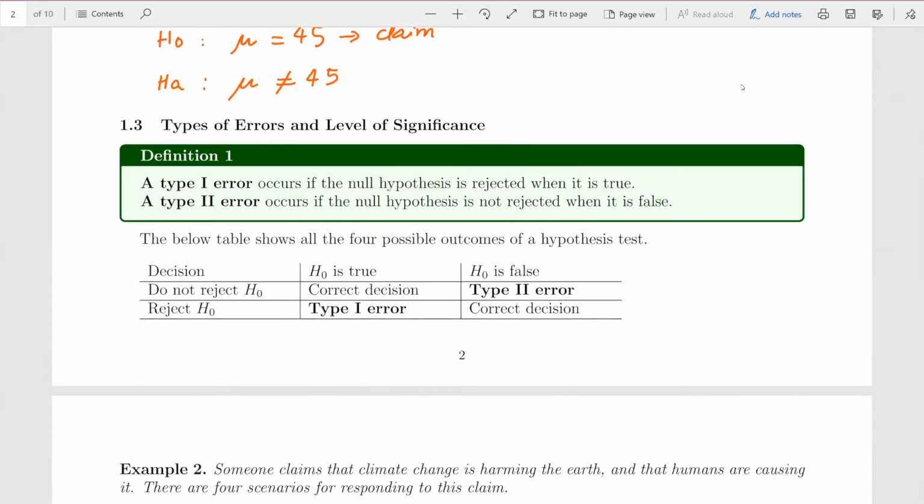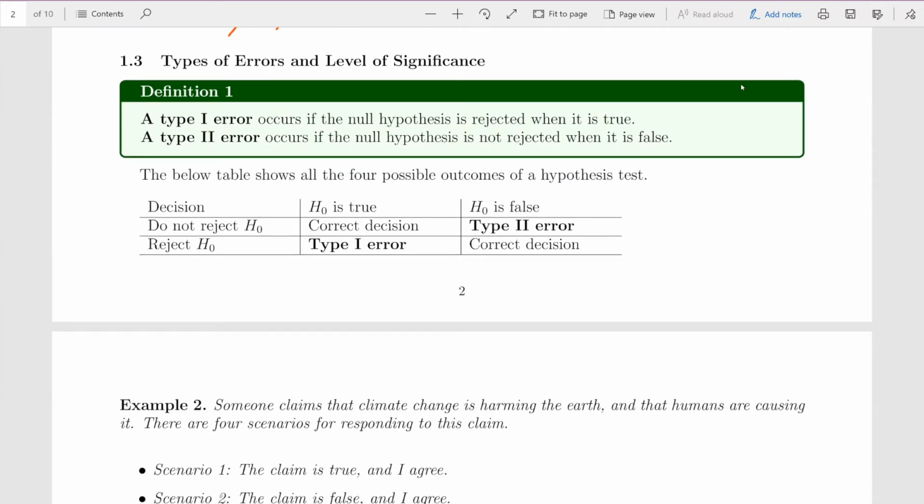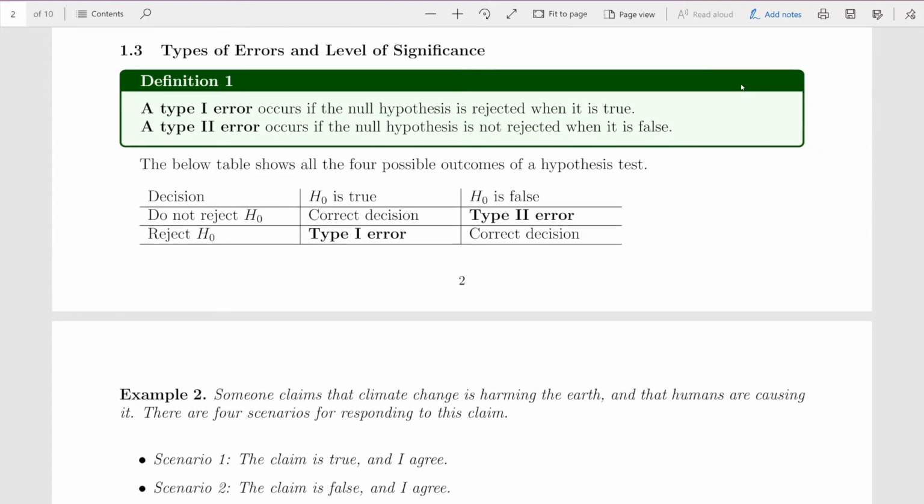All right, once we come up with the hypothesis statements, then we can talk about the errors that we can make when we are doing hypothesis testing, and the level of significance that we want to assign before using hypothesis testing. First, types of error.